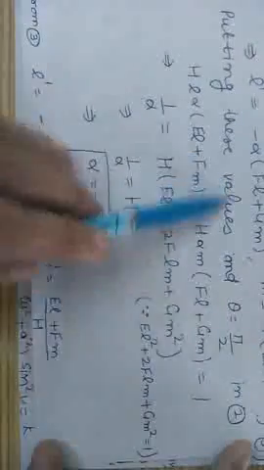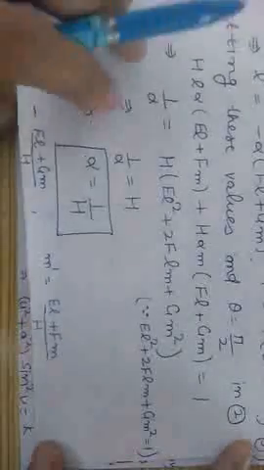Now substituting the value of alpha in l' and m', l' will become minus (F l plus G m) divided by H, and m' will become (E l plus F m) divided by H. So these are the direction coefficients which make an angle pi by 2 with the given direction.